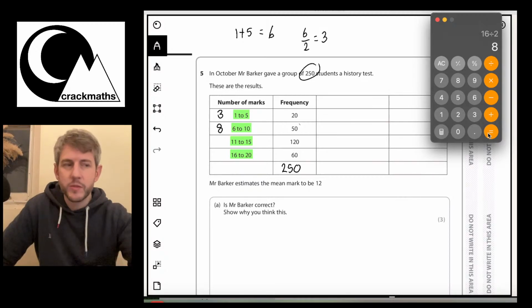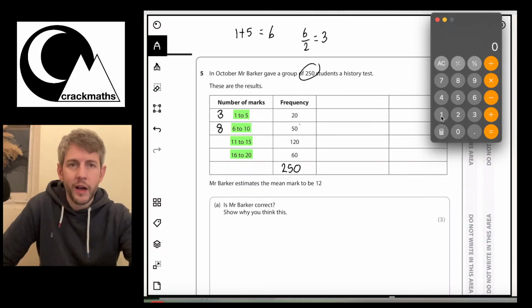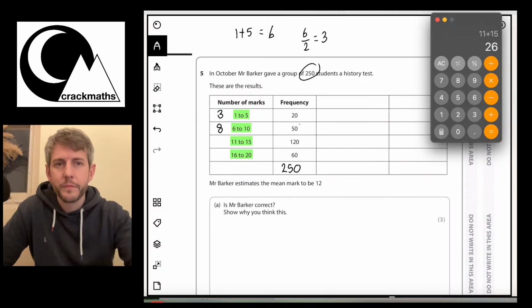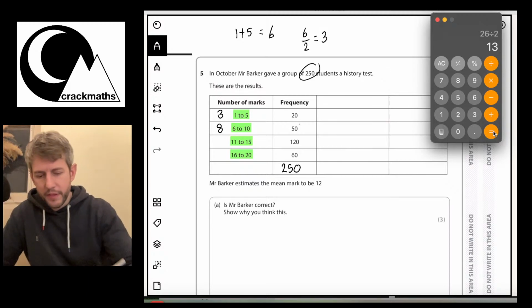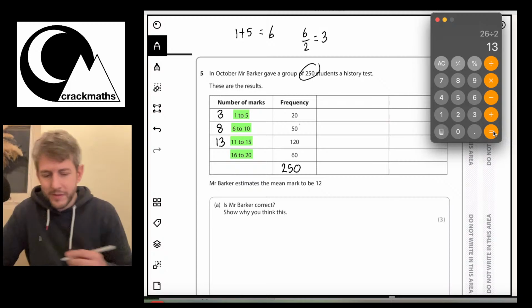Right, let's look at the next one. So the next one, we're going to do 11, add 15, and that equals 26. So 26 divided by 2 is going to be 13. So that's our estimate for those.